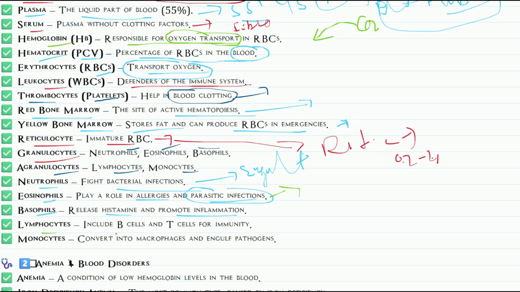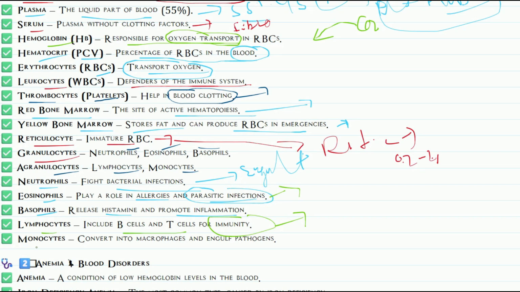Another we have lymphocytes, which include B cell and T cell for immunity. They directly control any foreign particle, mainly the viruses. Not only viruses, overall the microorganisms, they kill the microorganisms and protect our body from them.